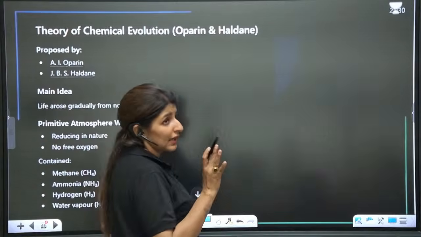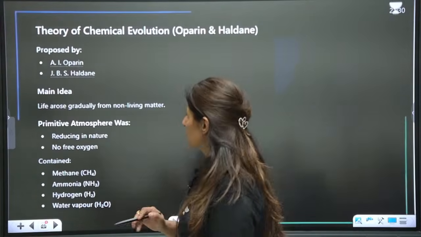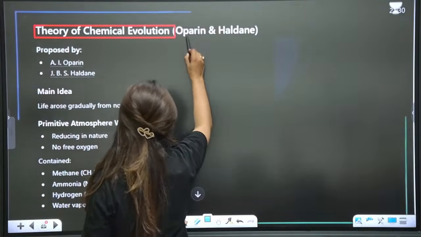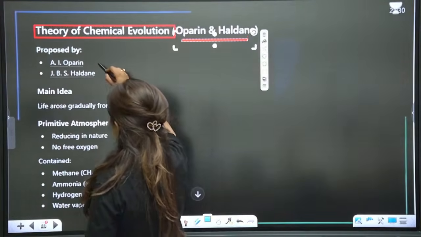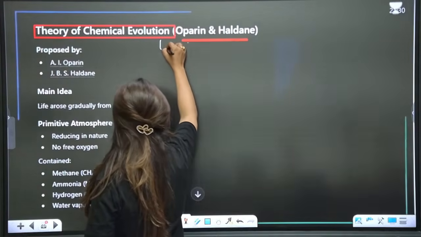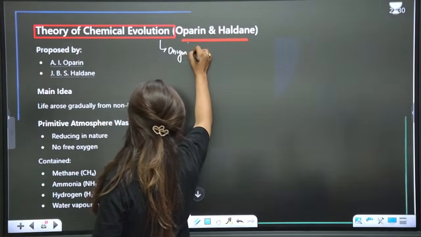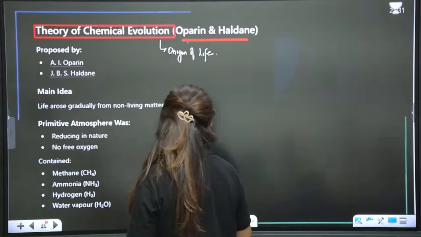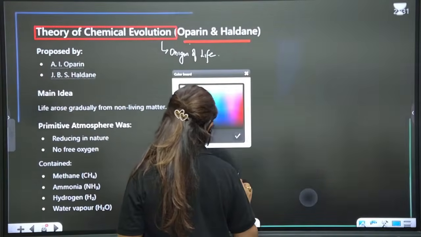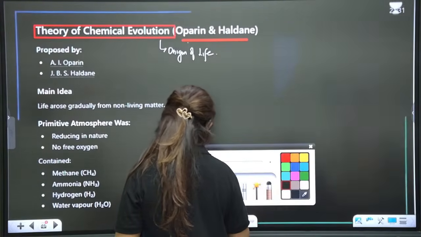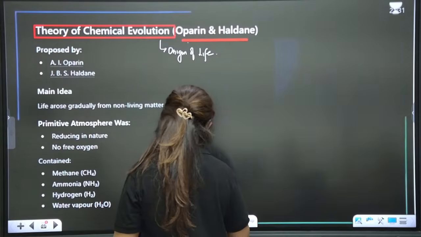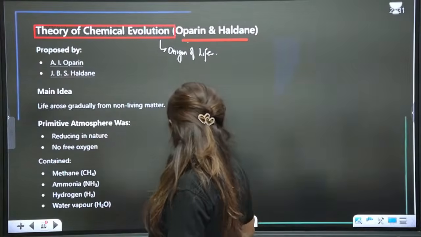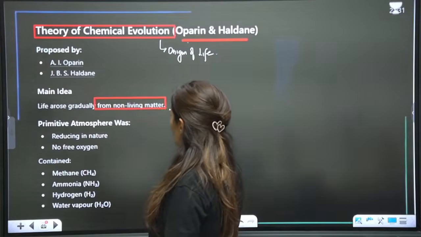Now, the best theory that explains the origin of life is the theory of chemical evolution given by Oparin and Haldane. Is that clear? So this is for the origin of life. Is that clear? So the main idea of this theory is that life arose from non-living matter.